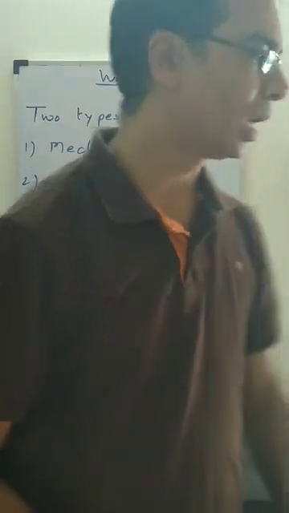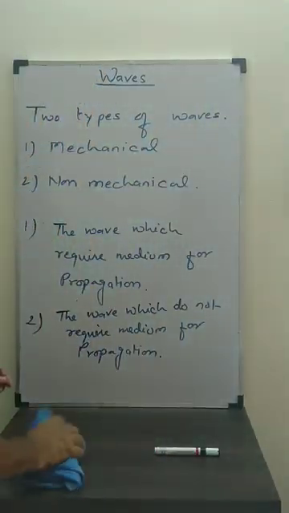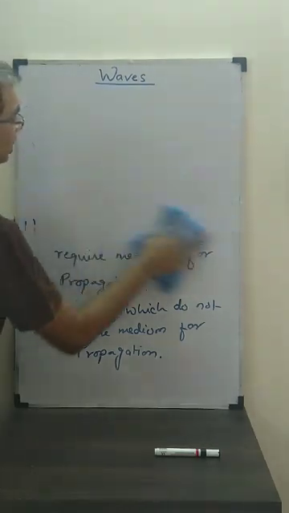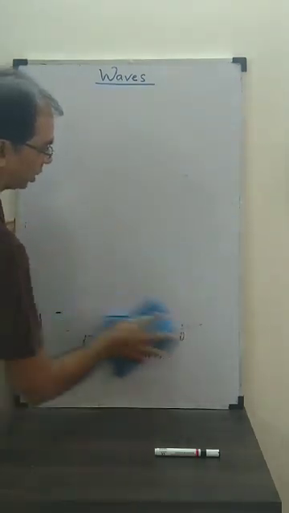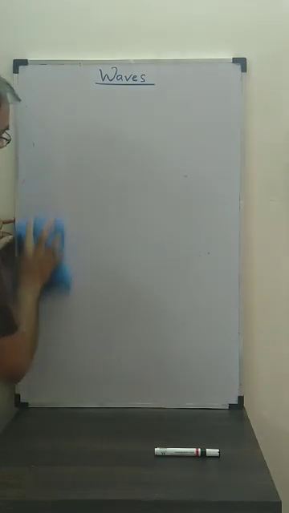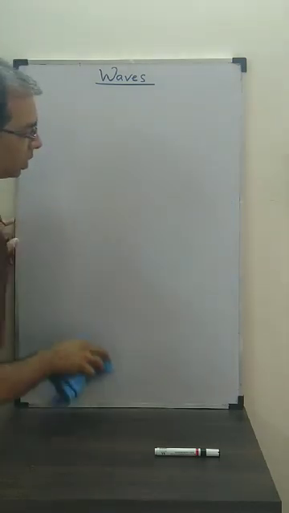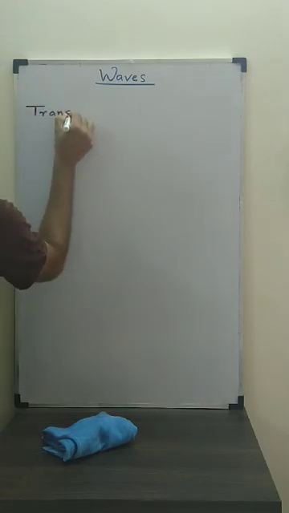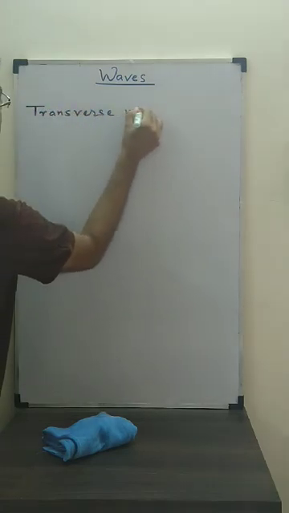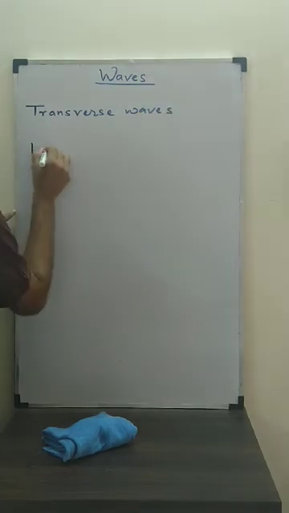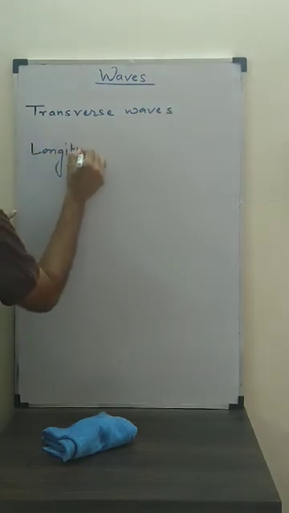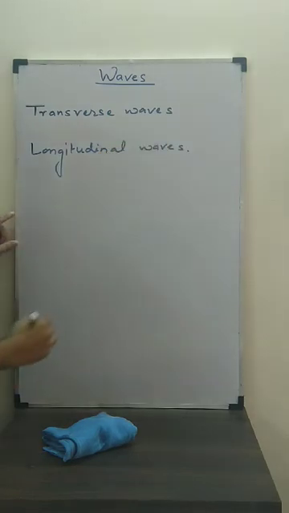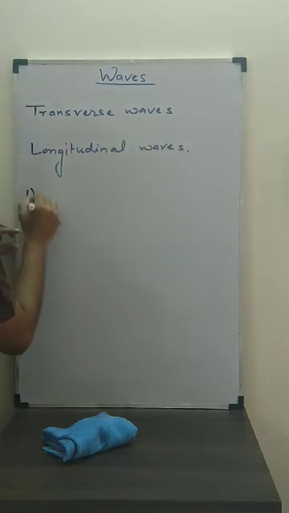There is one more classification that we have as far as waves are concerned. That classification is transverse waves and longitudinal waves. Transverse and longitudinal. So let's talk about transverse waves first.